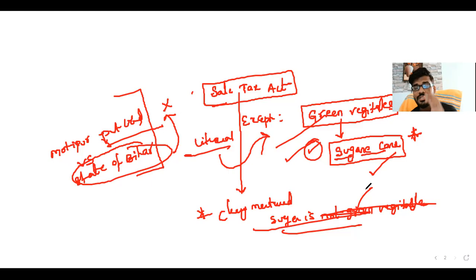Literal construction means we can read the statute as it is, we can apply the general meaning, the popular meaning, the natural meaning. Based on that only you apply. If the law gives any definition, then you apply that definition only. Until the law gives a separate intention or separate definition, you can apply the literal way of construction. This is the rule of literal interpretation.